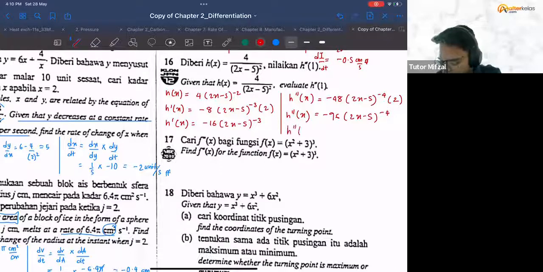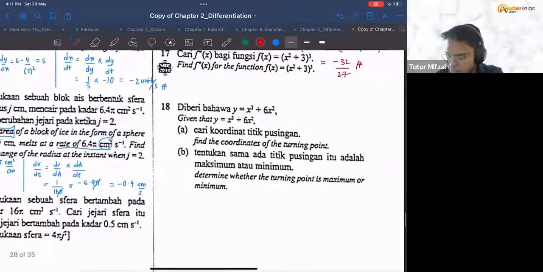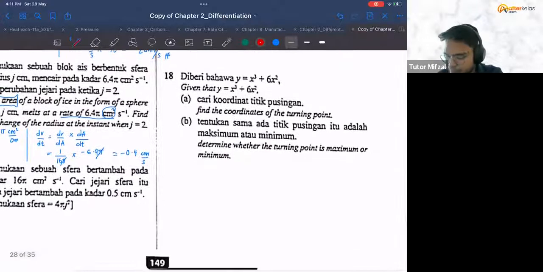Then you substitute the value of x equivalent to 1 into this equation. Okay, so then you can just put it inside of your calculator. 2 minus 5 to the power of negative 4. So you should get negative 32 over 27. Okay, simple. All right. So 16 and 17 is similar, so you guys can try and do it on your own. Okay, simple steps. Okay, and now let's proceed with question 18.